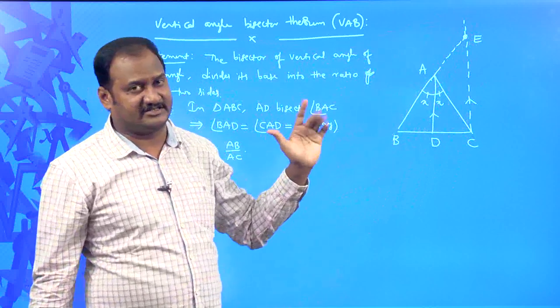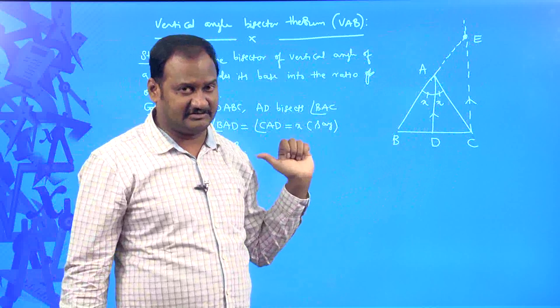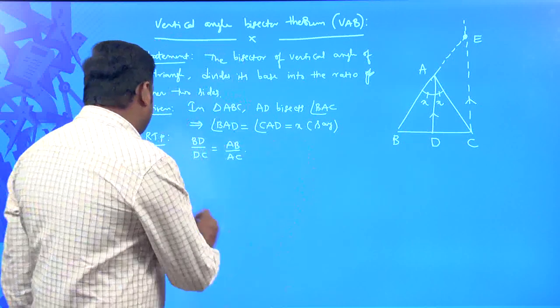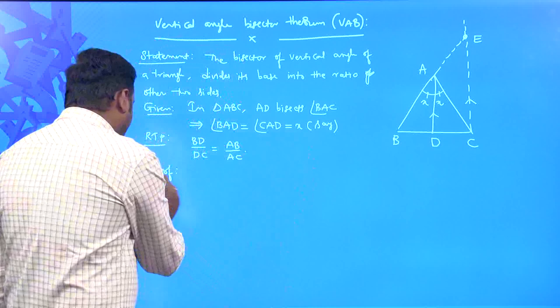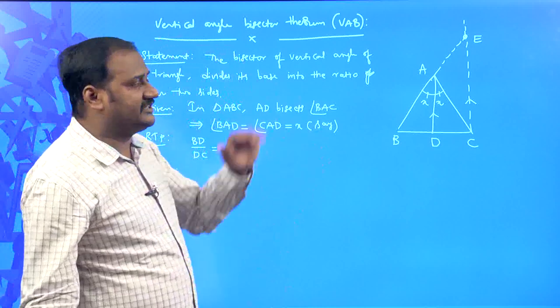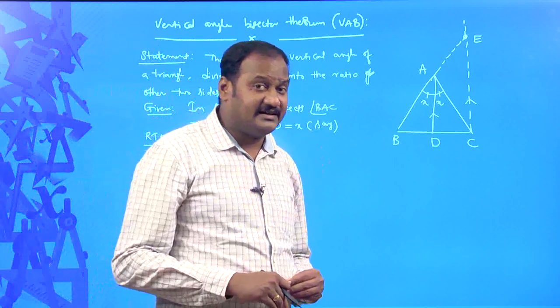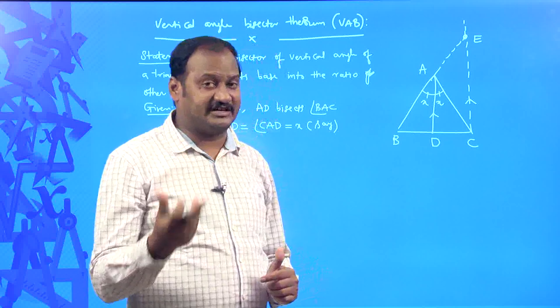That is the construction; you will have to mention that construction also, right? So after the construction, how are you going to prove the statement? Now it matters. So why did we do that construction? Because of applying the basic proportionality theorem.